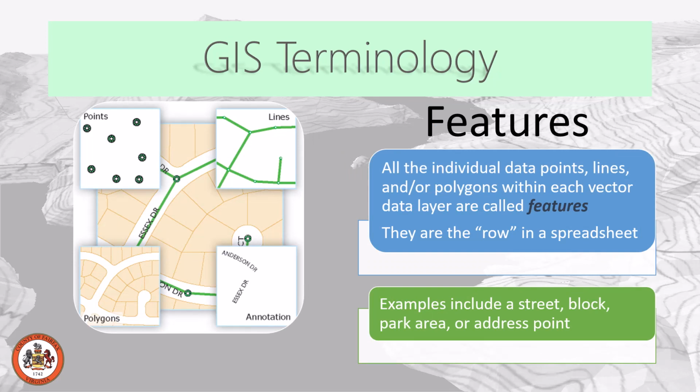The next word that's important to share with you is what we call features. All the individual points, lines, and polygons we have in our vector data layer is a feature in and of itself. If you had a spreadsheet, this is the row in the spreadsheet. Each street, each address, each park, each building are all examples of rows in our spreadsheet. They are all features.